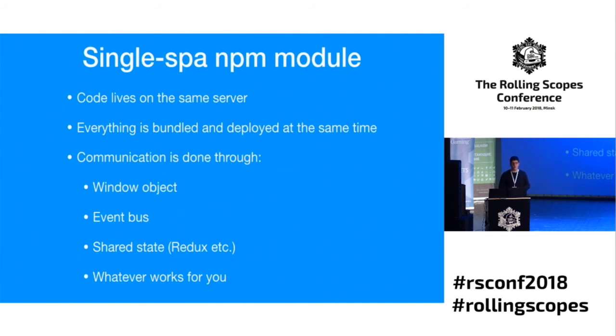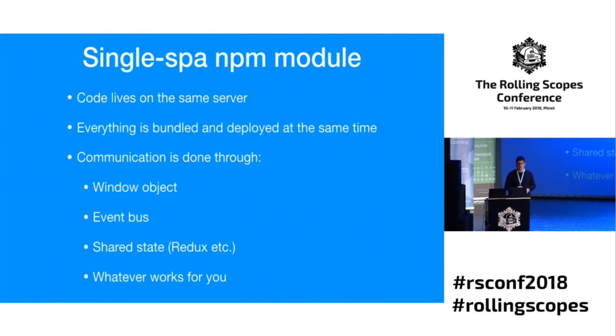So here, the code is now living on the same server, so it's always good to have just one bundle file, and everything is bundled and deployed at the same time. You can still have your code living in different repos, and then have just some continuous integration service that will pull all your code from all repos, bundle that, and deploy on one server.